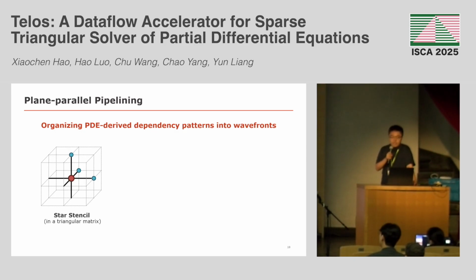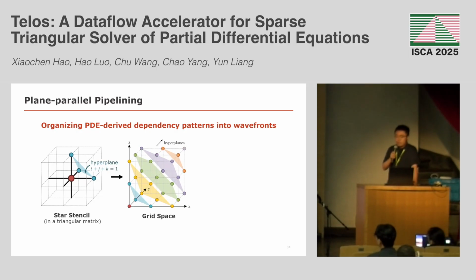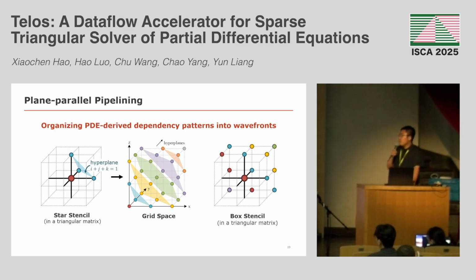Our pipelining technique is based on partitioning computations into sequential stages called wavefronts. For example, in a stencil pattern, 3 points depend on the central point, and these points are independent and form a hyperplane satisfying i plus j plus k equals 1. Our mapping strategy assigns each hyperplane to PEs and schedules them sequentially to maintain dependencies. However, this method fails for complex stencil patterns.